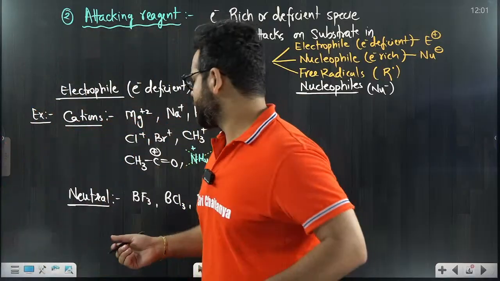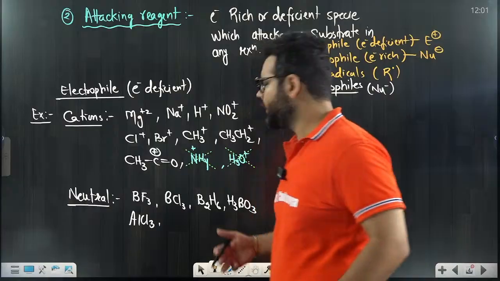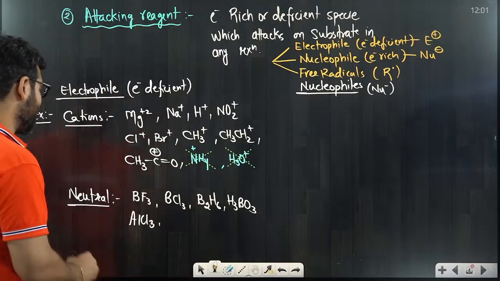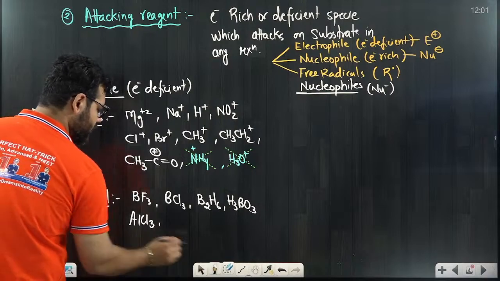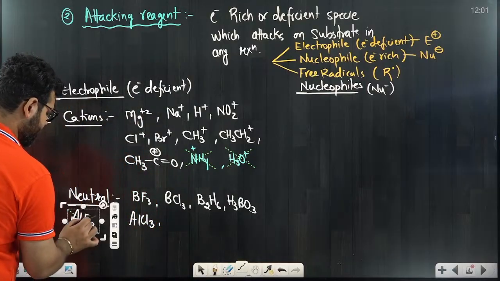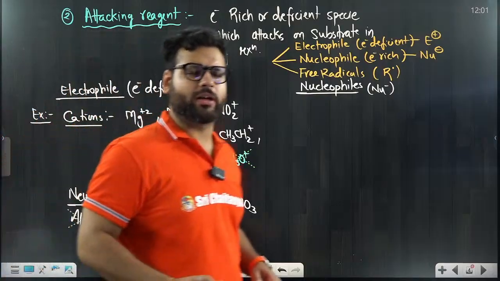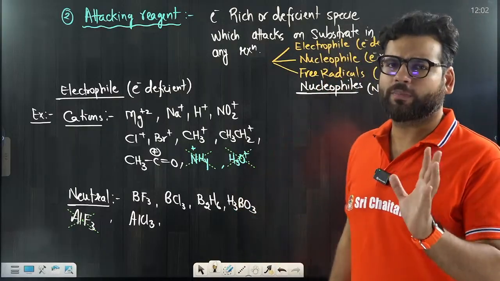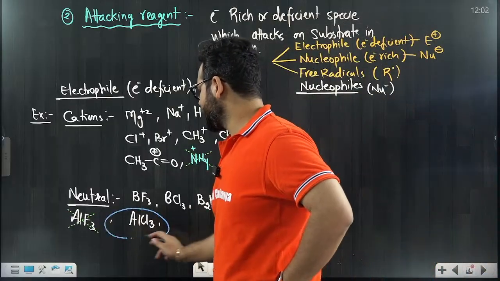Aluminium compounds making 3 bonds: AlCl3, AlBr3, AlI3, these ones. AlF3 is not. AlF3 is an ionic compound, so AlF3 cannot be put here as an exception. You can remember if you want: AlF3 is not an electrophile. So AlF3, don't put it. Okay, cut it. AlF3 is actually an ionic compound, just like NaCl. It's a salt only. Al plus 3, F minus 1. All of them are electron precise. So this is not an example of electrophile. So these are the examples of neutral ones.